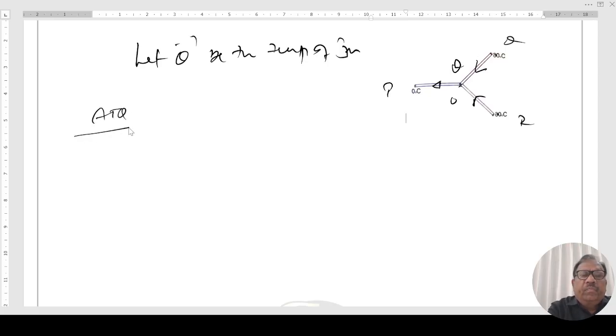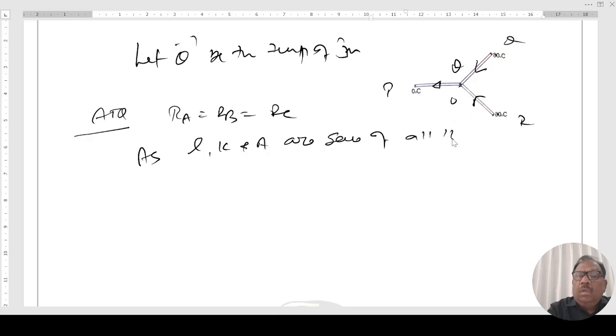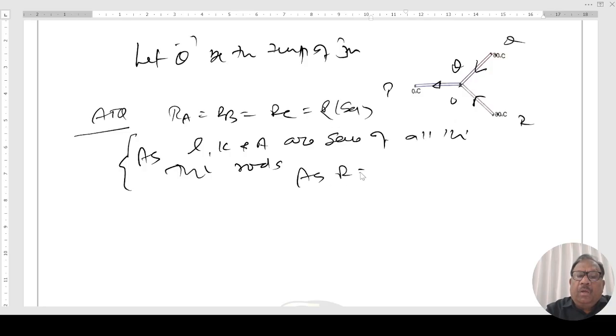According to the question, RA equals RB equals RC, as L, K and A are the same for all three rods. Because the material is the same, the conductivity will be the same. The length is the same, and the area of cross section is the same. So R equals L upon K.